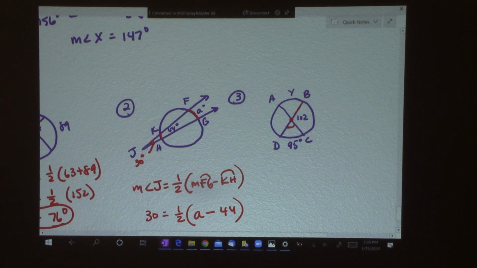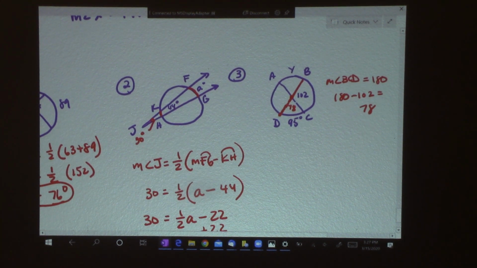Well, I have a diameter here, so that means that arc BCD is 180. Actually, it's degrees. I'm not going to look at that. Sorry, I'm going to look at the angle. A straight angle is 180. So this little piece is going to be 180 minus 102, which is 78. So this here is 78. Now I have all the pieces I need to solve it.